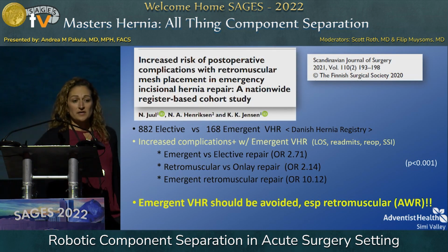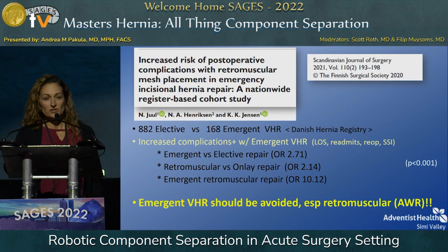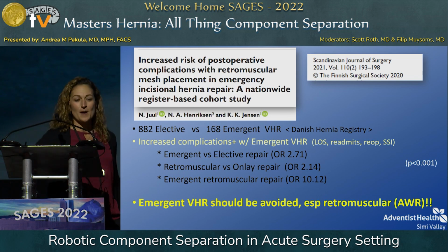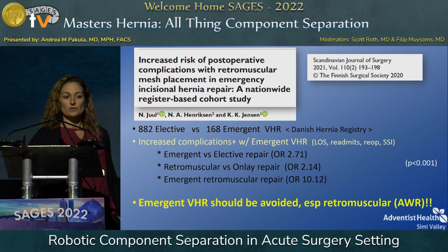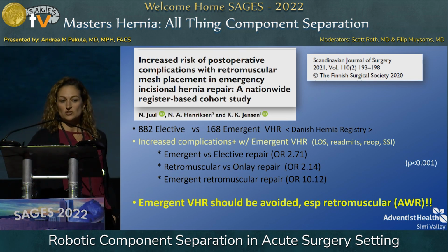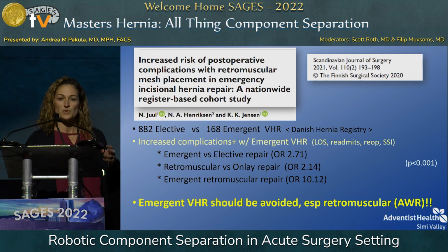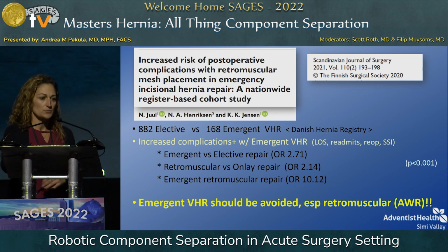This was a Danish hernia registry study that looked at just over 1,000 patients. 882 were elective, comparing 168 emergent. Same thing they showed. There was an increased risk of complications with emergent repair when mesh was placed in the retromuscular space. So again, this was complex abdominal wall reconstruction, whether it was with a Rives-Stoppa repair or a transversus abdominis release, but the mesh was kept in the retromuscular space.